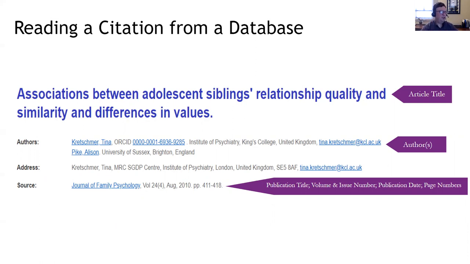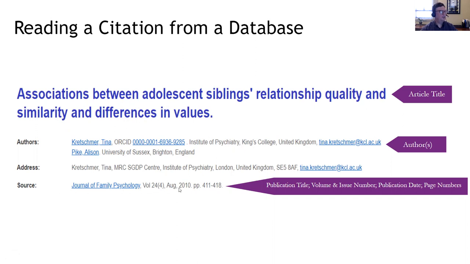And in this case, it tells you who the individuals are affiliated with. So for example, Tina Kretschmer is associated with the Institute of Psychiatry, King's College, United Kingdom. And then Alison Pike is University of Sussex, Brighton in England. And then down here, you've got the source.